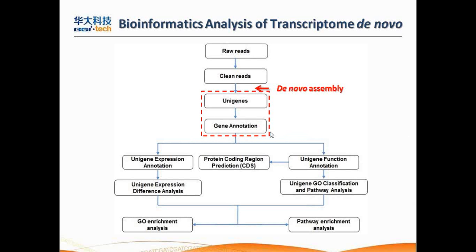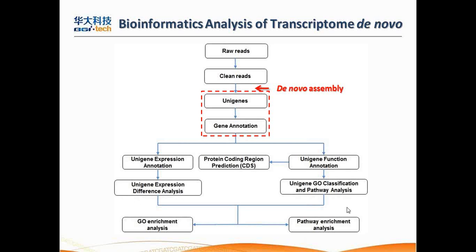And also using this annotation information, we can calculate the expression level of each unigene, and we can know the function. We can calculate the expression level, and also we can use this function annotation to make gene prediction. If we have more than one sample, we can compare the expression level of one gene in different samples and figure out whether there's a differentially expressed gene.